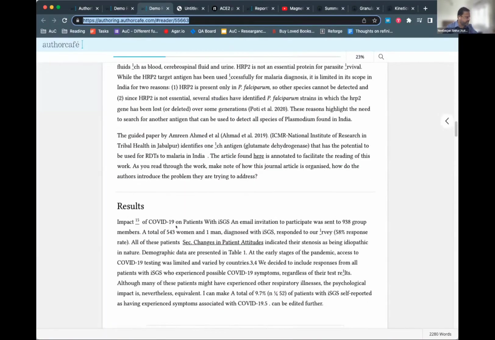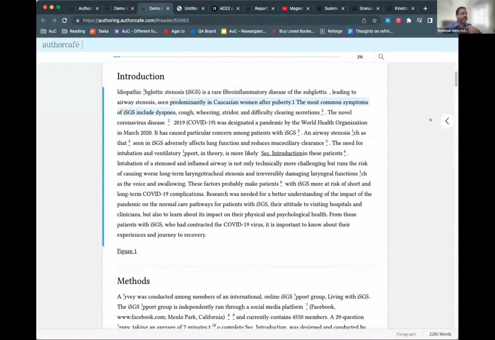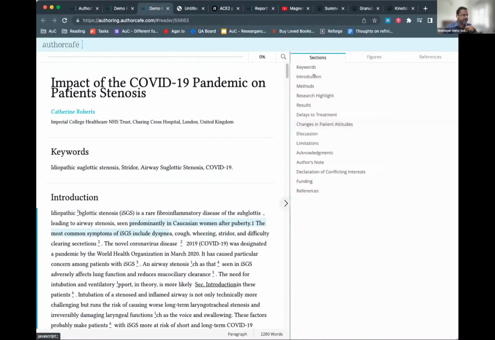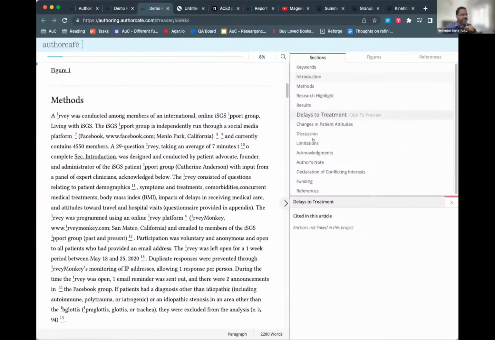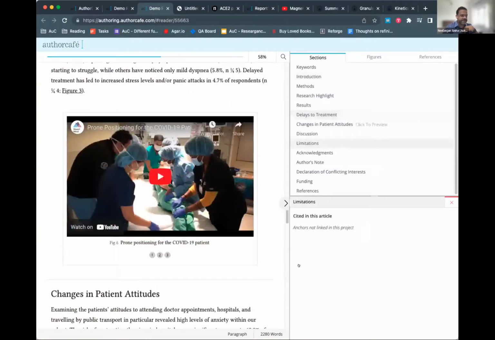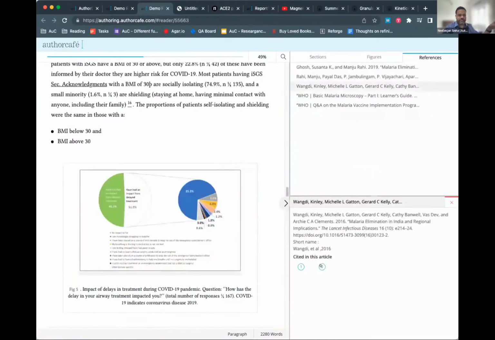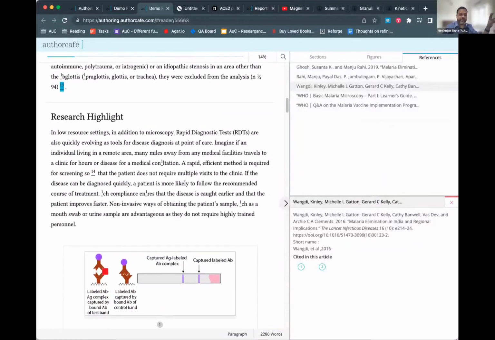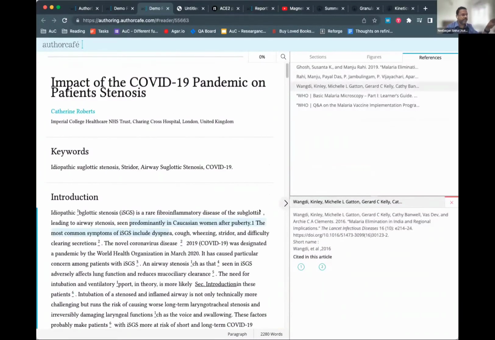I did not remove track changes. That's why I think this is appearing. And as a reader, now there's the reader's view. I could go to all of these sections. I can go to these references. I can see and go to all of this information, right? So this is how my final output might look like.